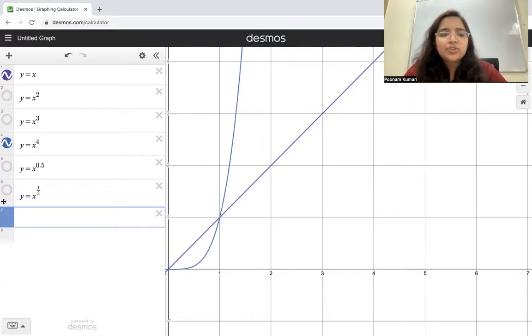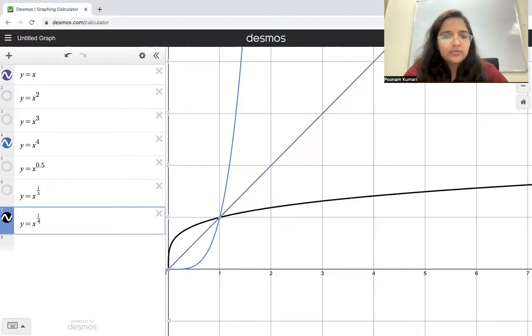So this is just to show you that this is a very general phenomena जो हर एक corresponding power के लिए applicable है, ठीक है. So x power 1 by 4. So you see these two are again mirror image of each other along this particular line, which is y equals to x. So this is a very special property which is applicable here.